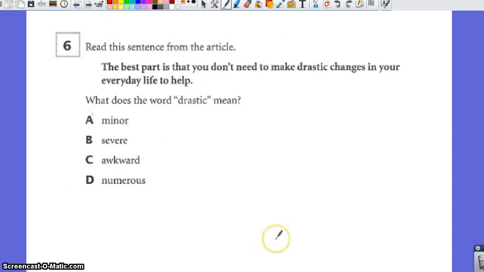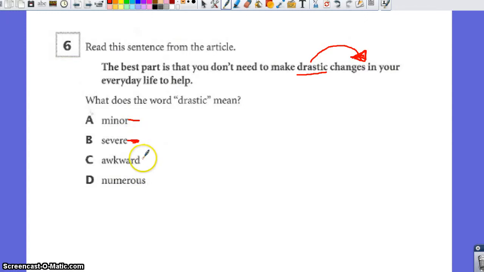All right, final. Read this sentence from the article. The best part is that you don't need to make any drastic changes in your everyday life to help. All right, so this is a word being used to describe the type of changes that people are making. What kind of changes, prior knowledge, can people make in their life? They can make small changes, they can make big changes. They can make positive changes or they can make negative changes. Minor would be a little change. This could work. Severe, can you make severe or really extreme changes? Yes, this could work too.